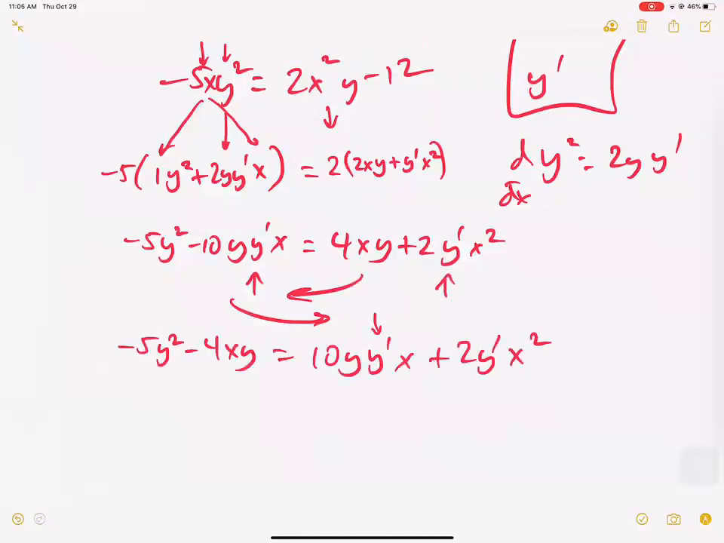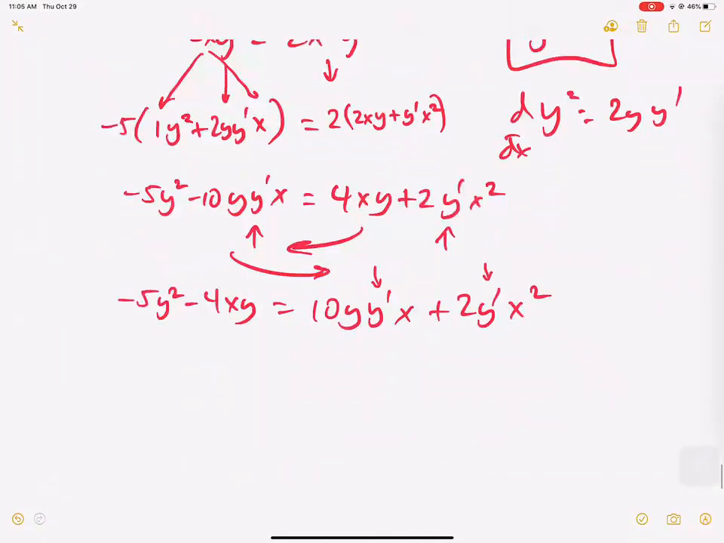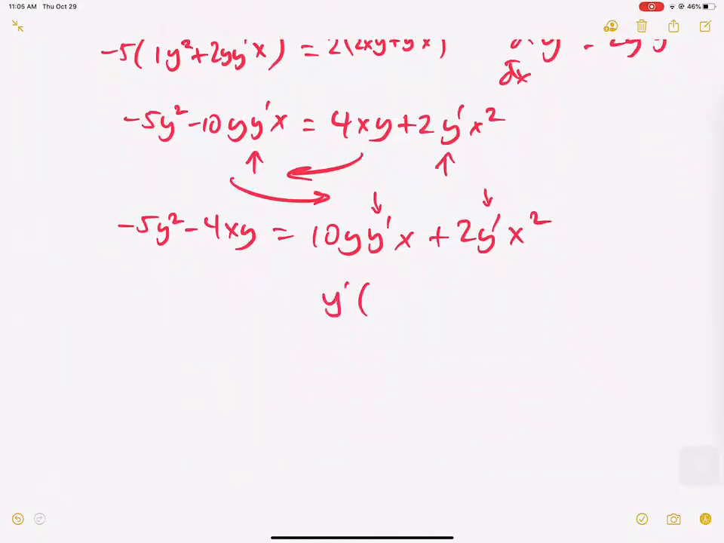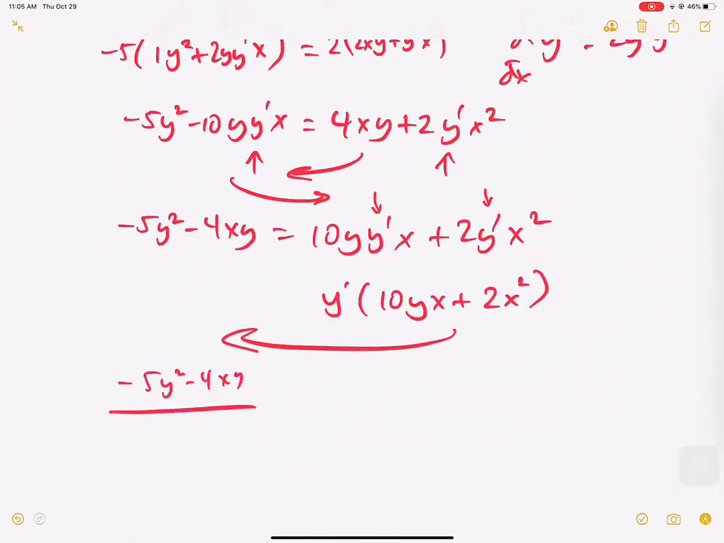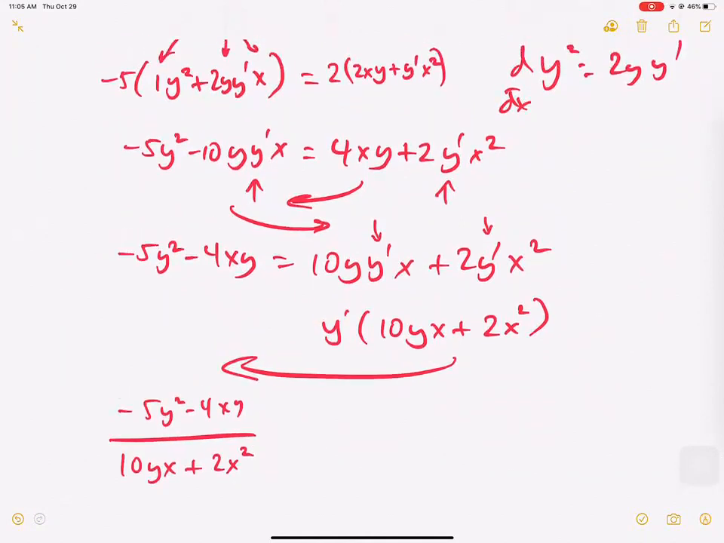Take a look, we both have a y prime. We factor it out like our last problem. We factor it out. So y prime left over 10yx plus 2x squared, and then we flush everything over. -5y squared minus 4xy over, copying everything that we flushed over. This is more writing than actual calculus. The only calculus step you have is that first step where you take the derivative. Everything else is algebra 2.